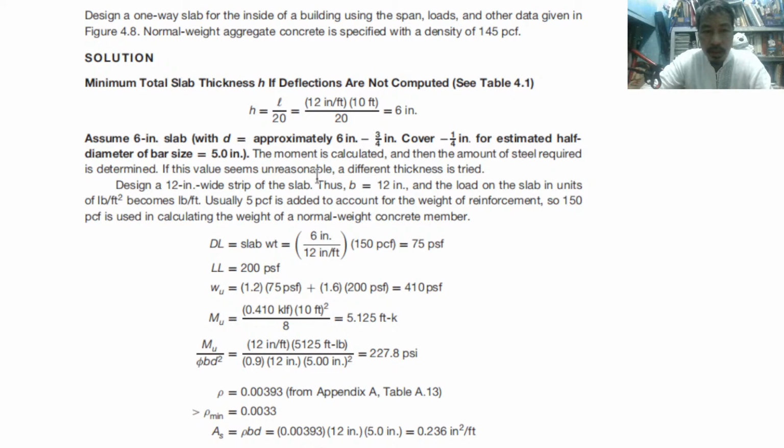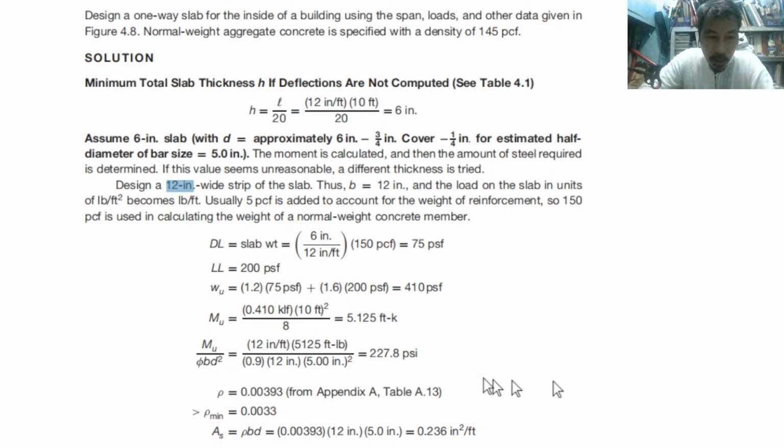If this value seems unreasonable, a different thickness is tried. So that is how we design slab. So what are we designing? A 12-inch wide type of beam. We are designing a beam with 12-inch width.